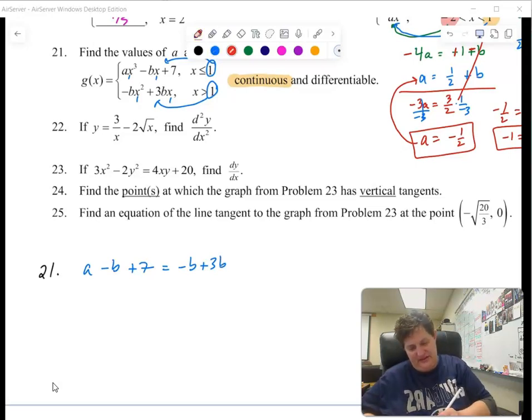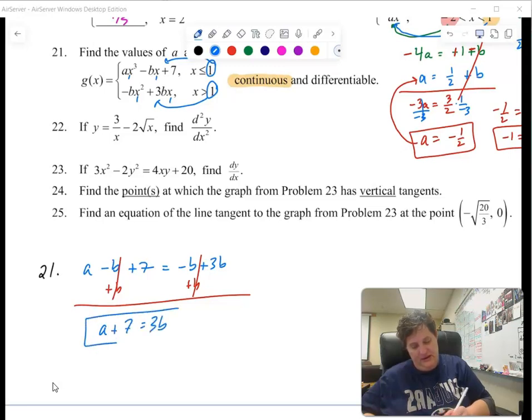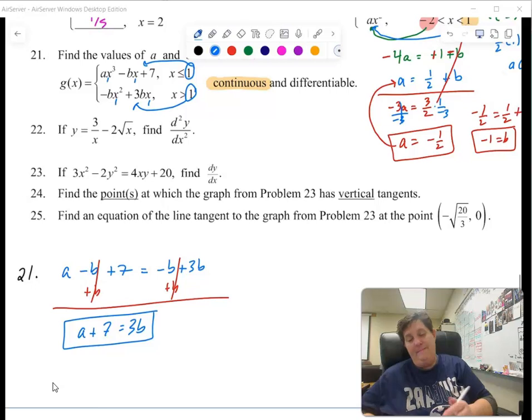Just because I'm seeing this right off the bat, this equation is a little bit simpler if I get that b over there. So a plus 7 is 3b. Okay, so that's one of my equations. Now, in order to make this differentiable, I have to perform the same operation on the derivative though.